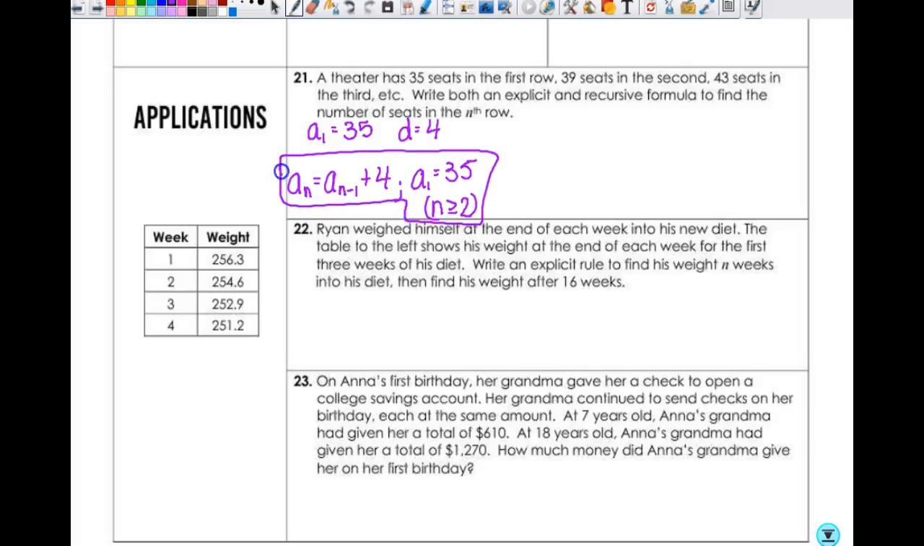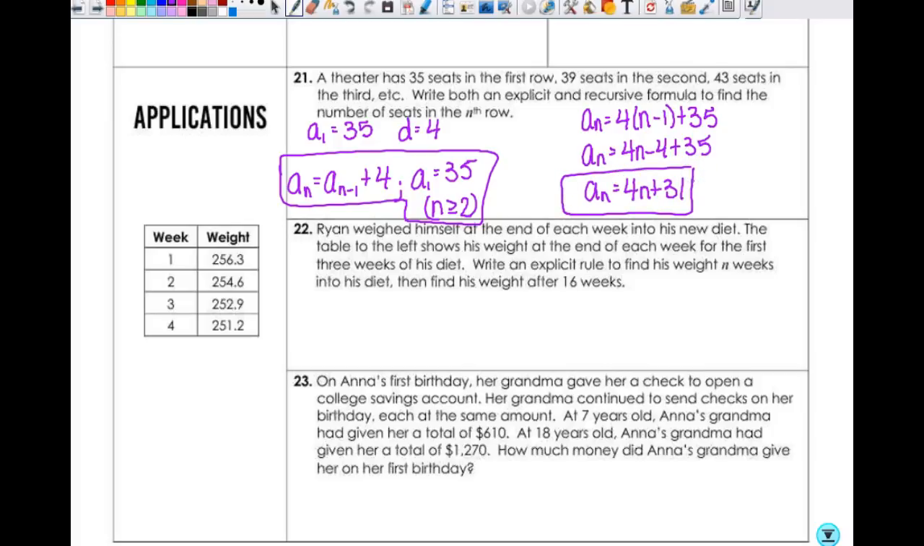There is your recursive formula. Your explicit formula would be AN is equal to D, which is 4, times N minus 1, plus A1, which is 35. So AN is equal to 4N minus 4, plus 35. AN is equal to 4N plus 31. There you go.